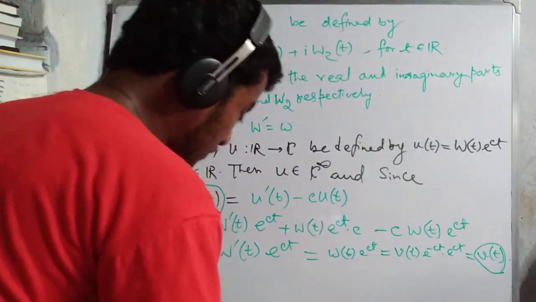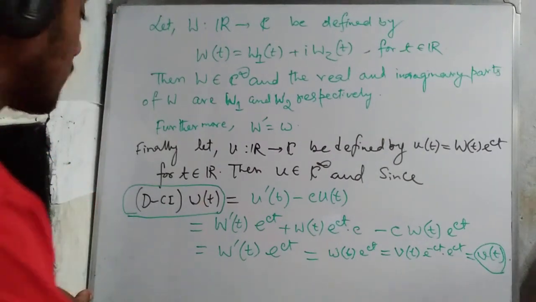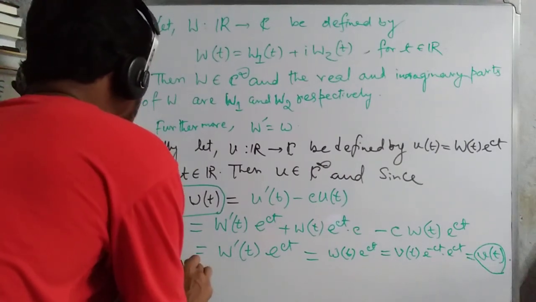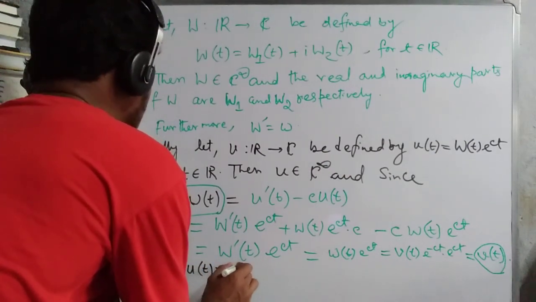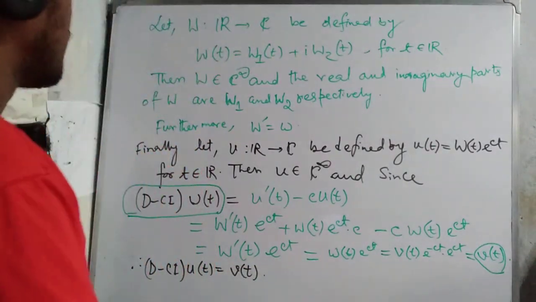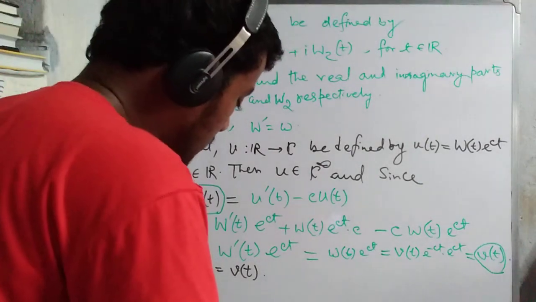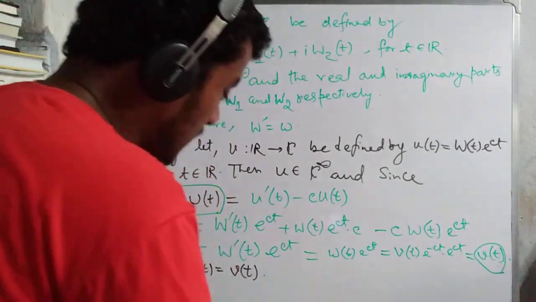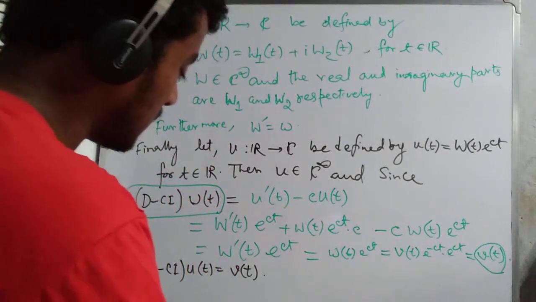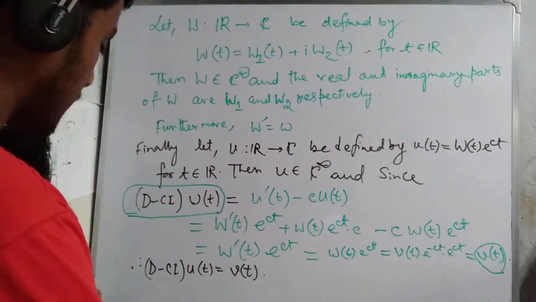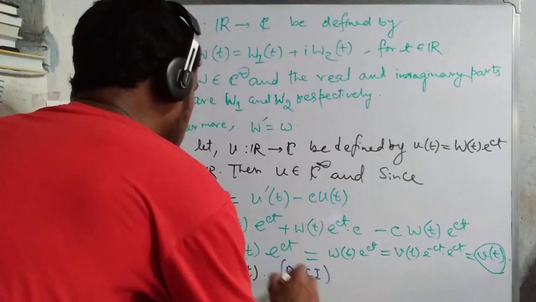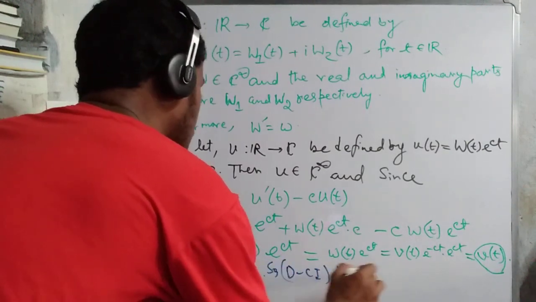Then we write it in this way: (D − cI) of u equals v. Then we get our required result. We have to prove that (D − cI) u equals v. Then we also show that this operator D − cI is onto. So this one is onto.